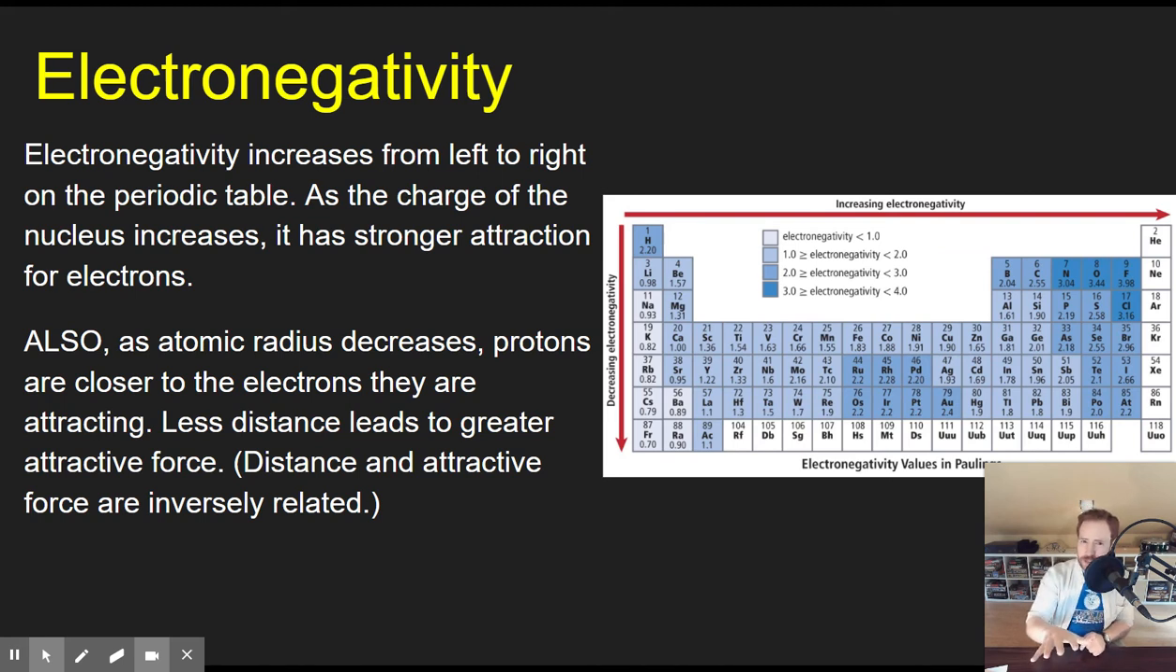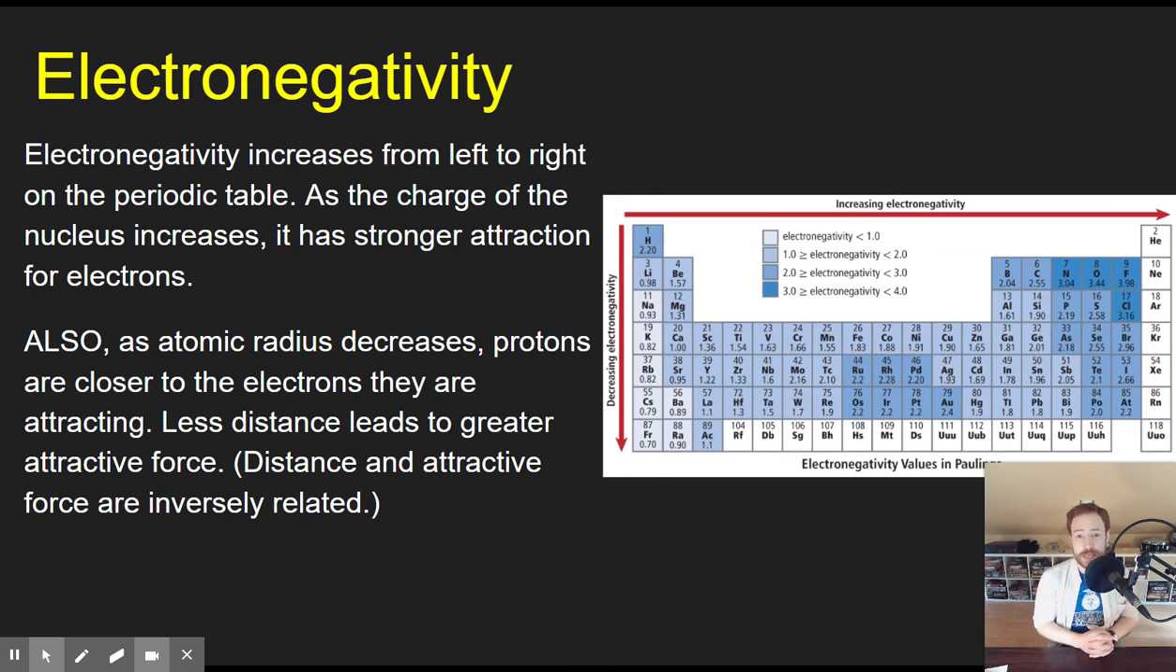It's okay if that piece, the distance piece, didn't make as much sense as the electronegativity, the strength of charge piece, because that's really what we've been focusing on. But I'd be remiss if I didn't at least mention it because it's another very important part of Coulomb's law.